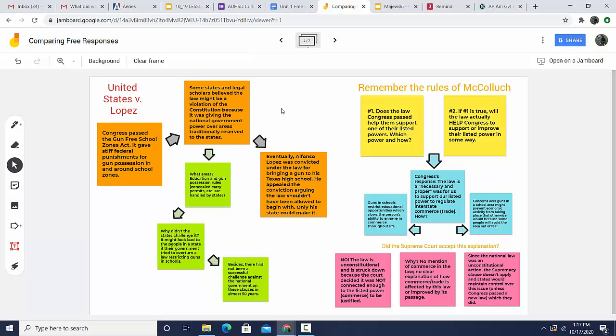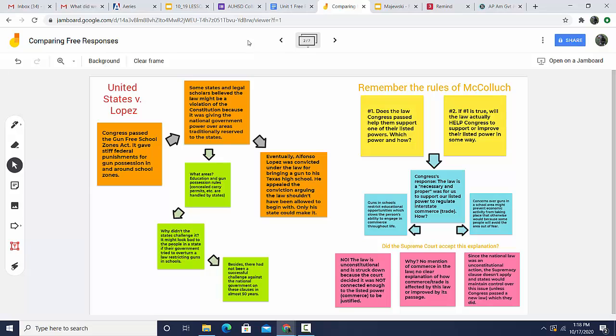So there were some states and some legal scholars who believed the law might be a violation of the Constitution, because they thought it might be giving the national government power over areas that would be traditionally reserved to the states. Now, what would be those areas? Well, one would be education, right? Because they're dictating what's going to happen in school areas. And the other was gun possession rules, because things like concealed carry permits and those sorts of rules are decided by the states. So in both of those areas, education and gun possession rules, states kind of felt like maybe the national government was overstepping its bounds.